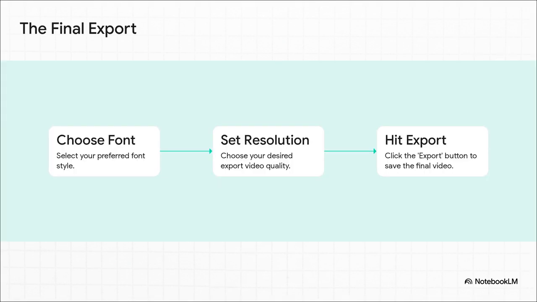And now for the grand finale. It's literally this simple. Pick your resolution, say 1080 or even 4K if you're feeling fancy, and then you hit that big, beautiful export button. The software does its thing, packages it all up, and boom, you have a video file ready to share.